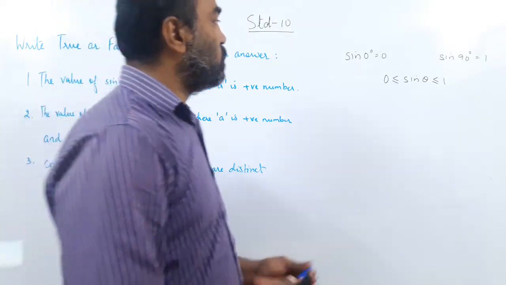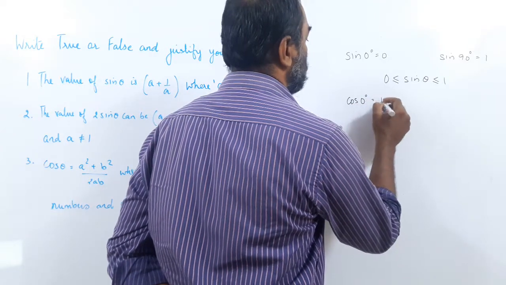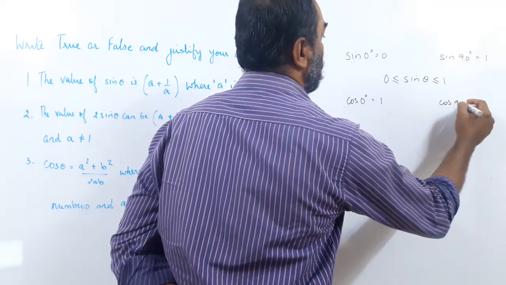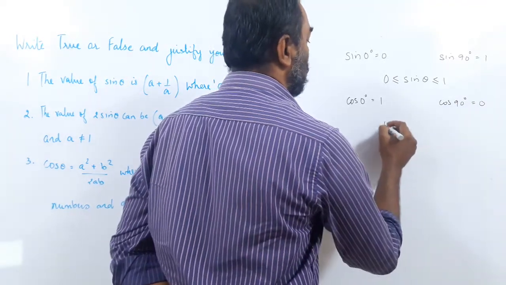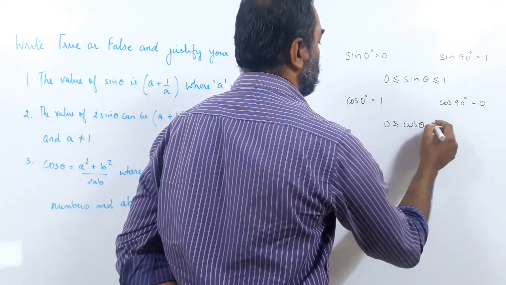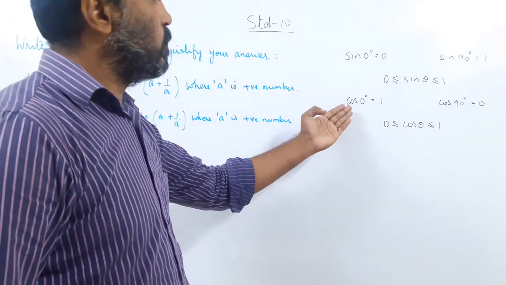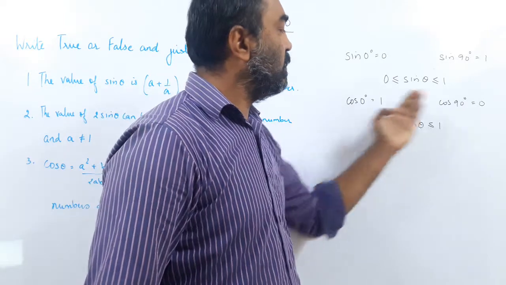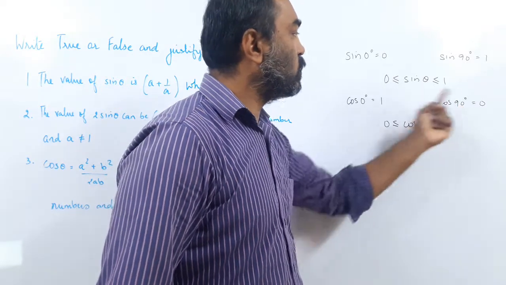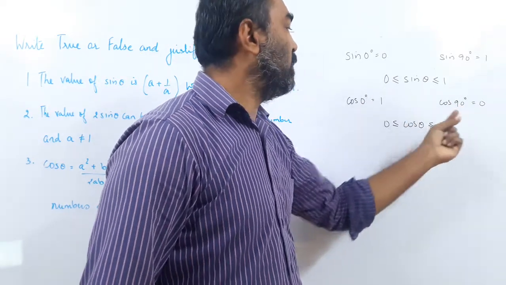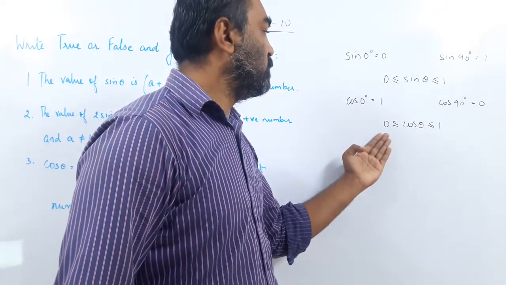And cos is the exact opposite. Cos 0 degree is 1 and cos 90 degree is 0. So this is a decreasing function. What is a decreasing function? As the angle is increasing, the value is decreasing. Cos 0 is 1. From 0 you go to 90, the cos becomes 0. The value is decreasing, but you can see the range, the value of cos lies only between 0 and 1.